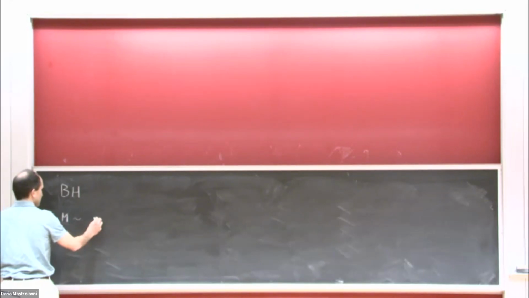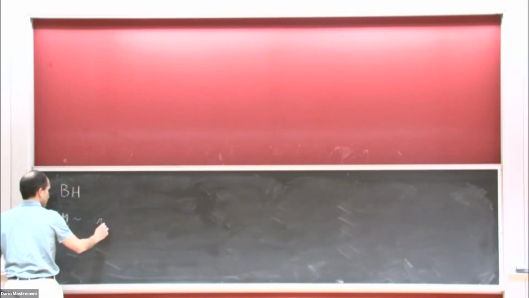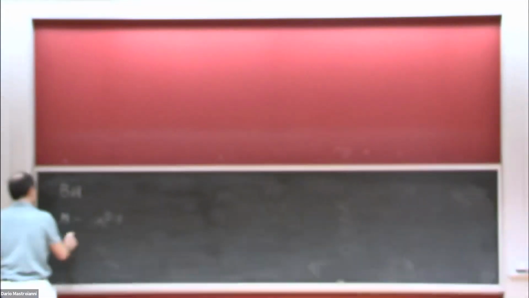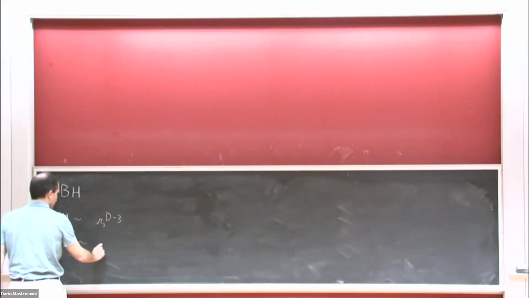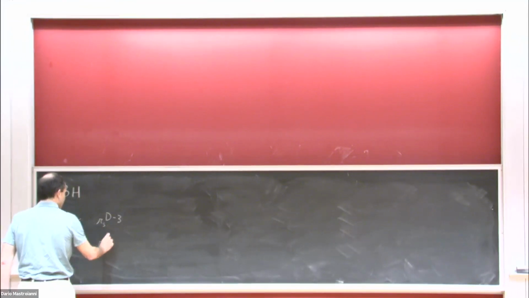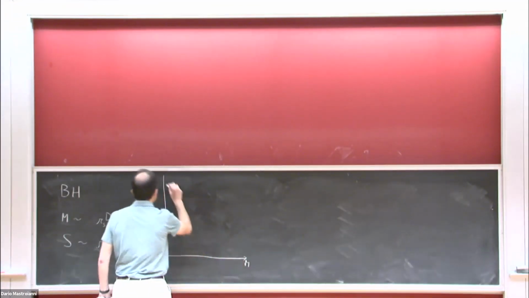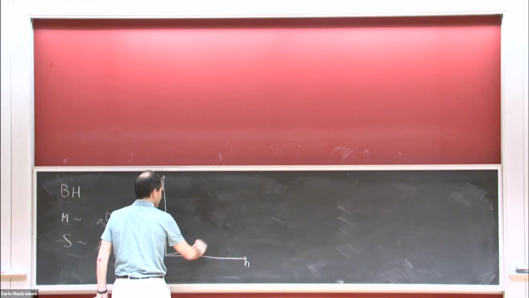The mass goes like the Schwarzschild radius to the power d minus 3. The entropy goes like the Schwarzschild radius to the power d minus 2, like the area. And so if we plot the entropy as a function of the mass, we get a curve roughly like that.